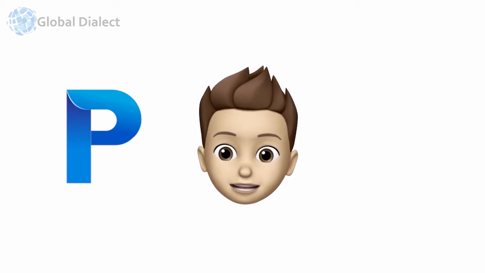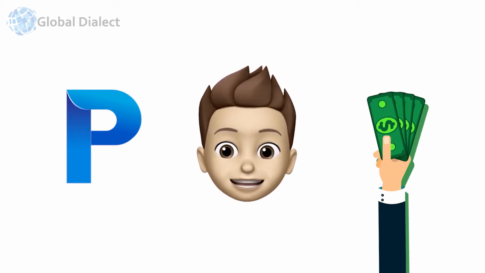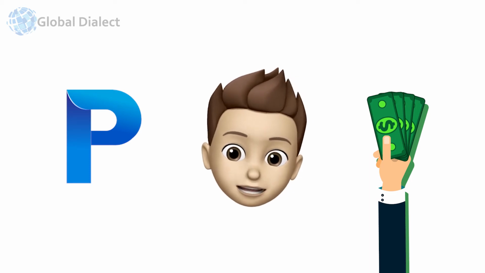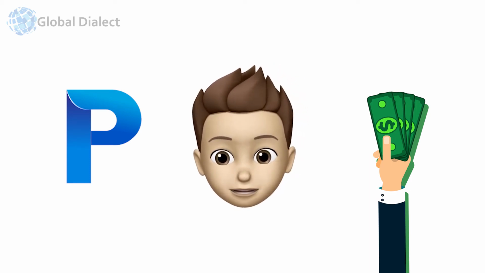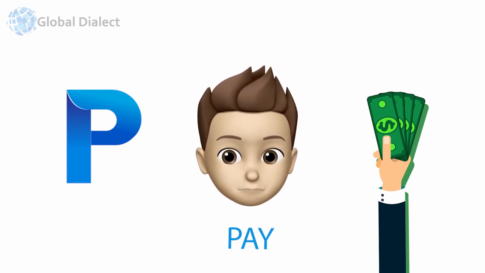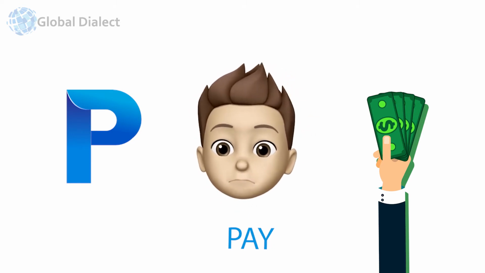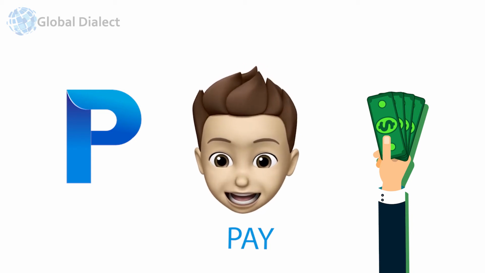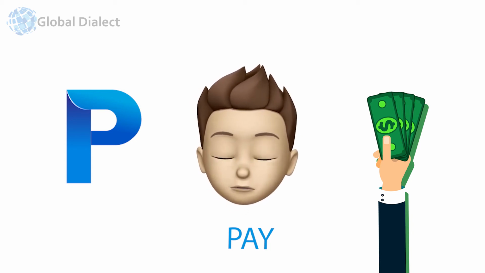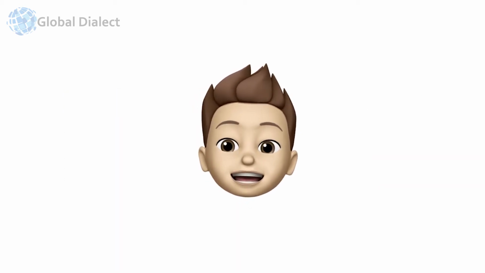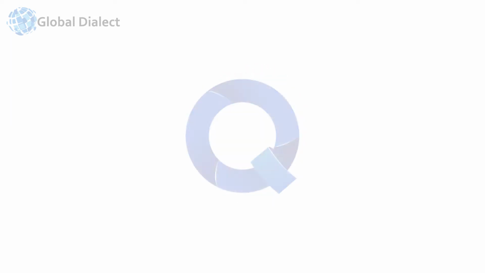P. And then we have the money sign. What do you do with the money? That's right, you pay. So P is pronounced as pay. If you haven't paid your fees, please, okay, I'm just kidding. So P is pronounced as pay, just the English word pay, when you pay the money to someone. Let's see the next letter.